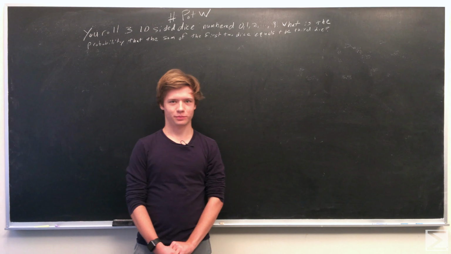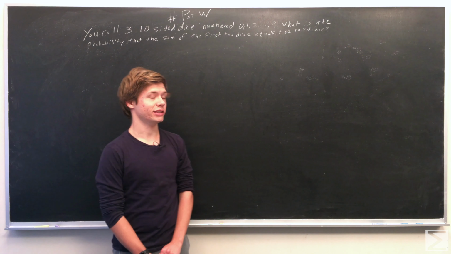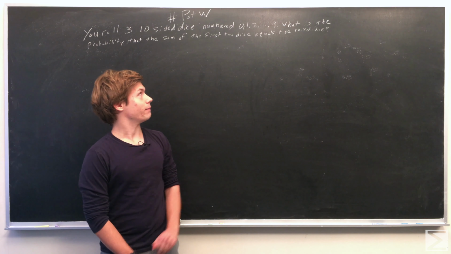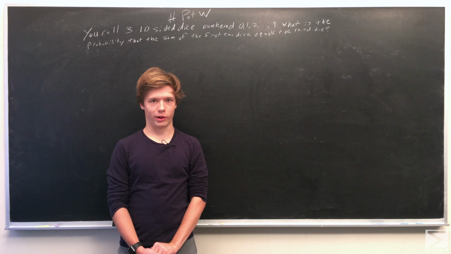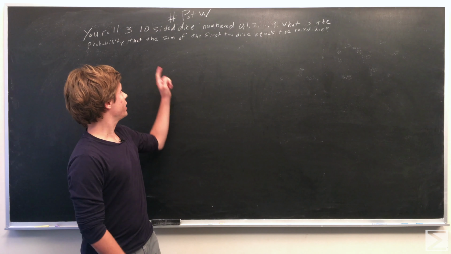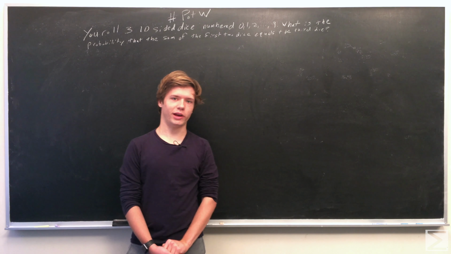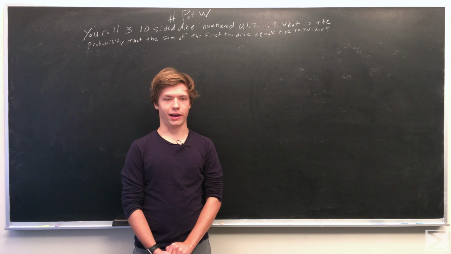For this problem, we are rolling three 10-sided dice. Each of the dice is numbered 0, 1, 2, and all the way up to 9. And so we have to figure out what the probability is that the sum of the first two dice we roll is equal to the value on the third die.